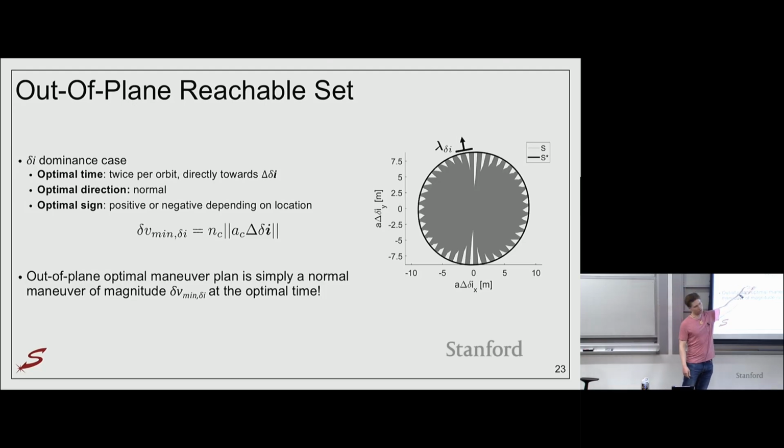We have this closed form analytical expression. And even better, the optimal maneuvers act directly towards this desired pseudostate, which means that we already know what the optimal maneuver plan is for out of plane control. Simply a single maneuver that acts directly towards the pseudostate. So in many ways, for out-of-plane control, we're done.